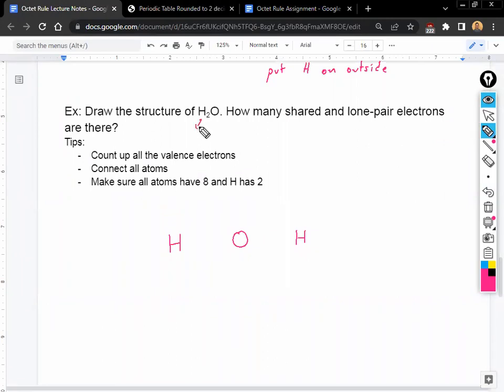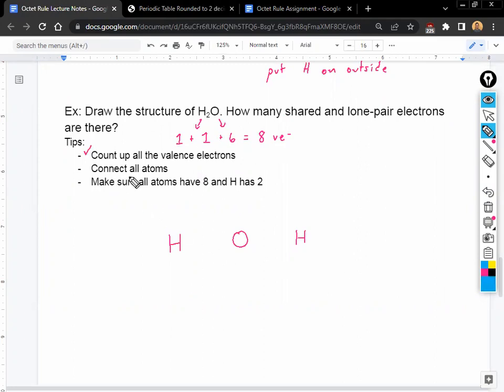So hydrogen has 1, but there's 2 of them. So 1 plus 1. And we said oxygen has 6. So 1 plus 1 plus 6 is 8. Yeah, 8 valence electrons. Okay, so that's going to be step 1. Count all of the valence electrons.